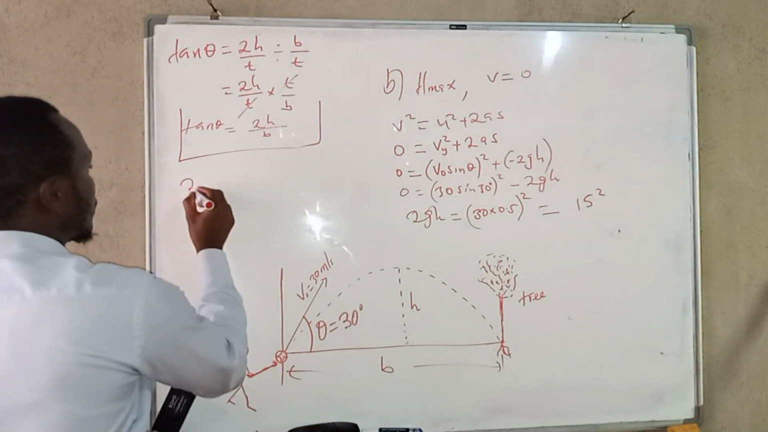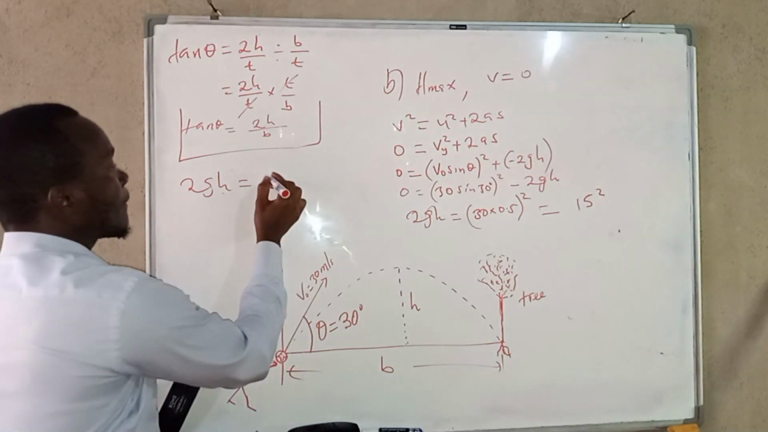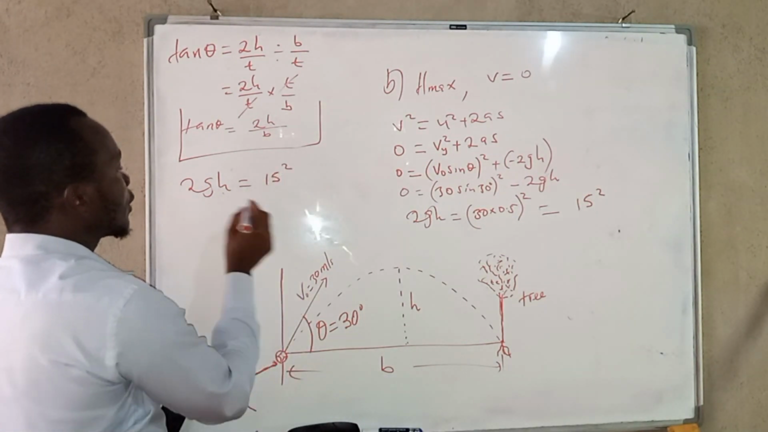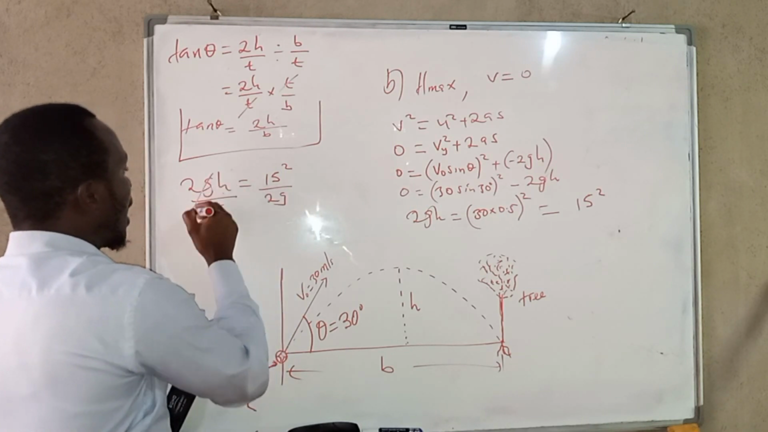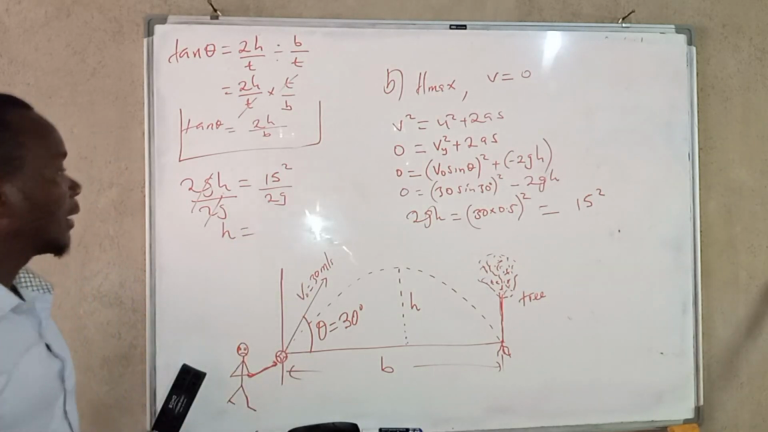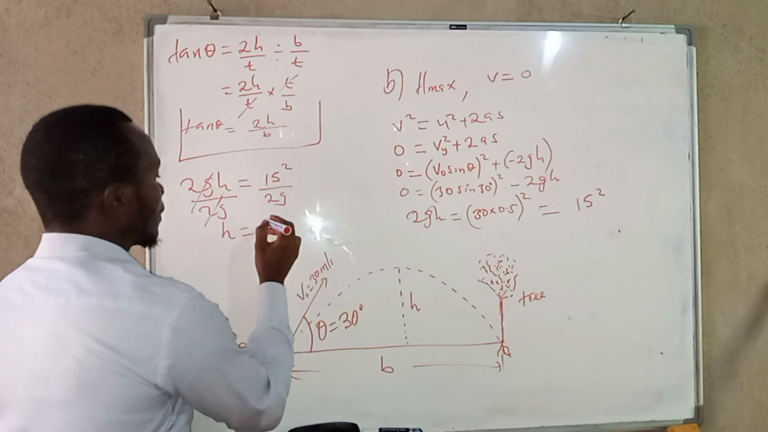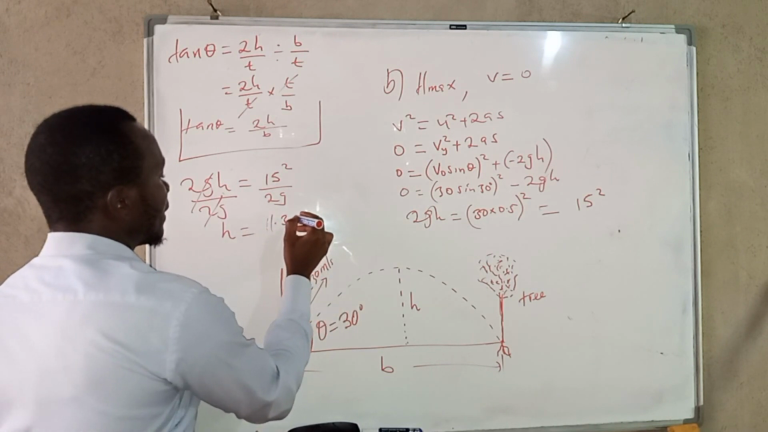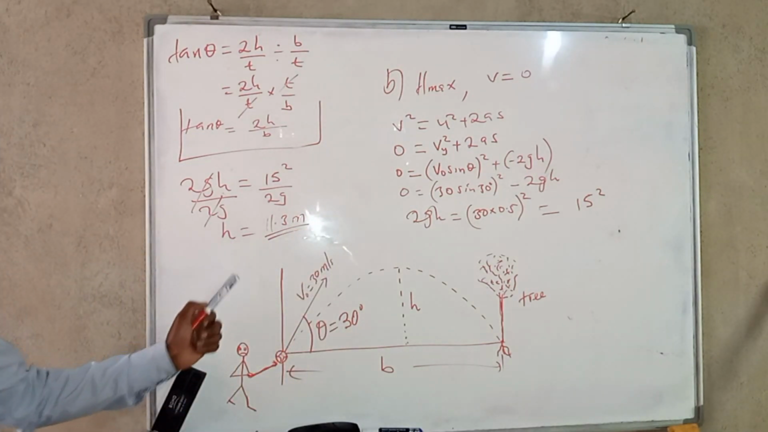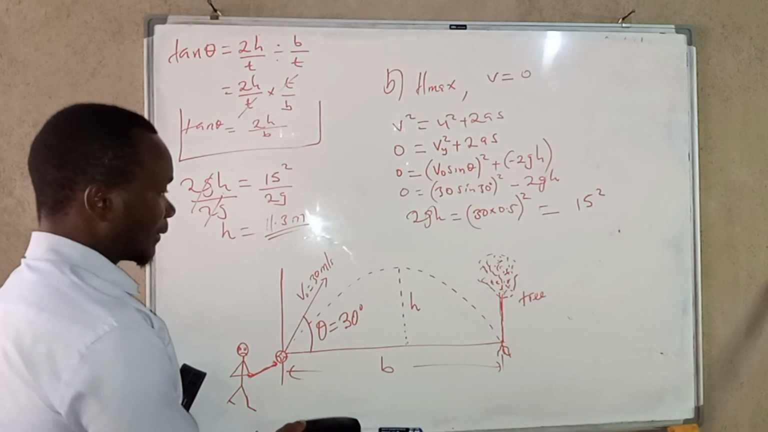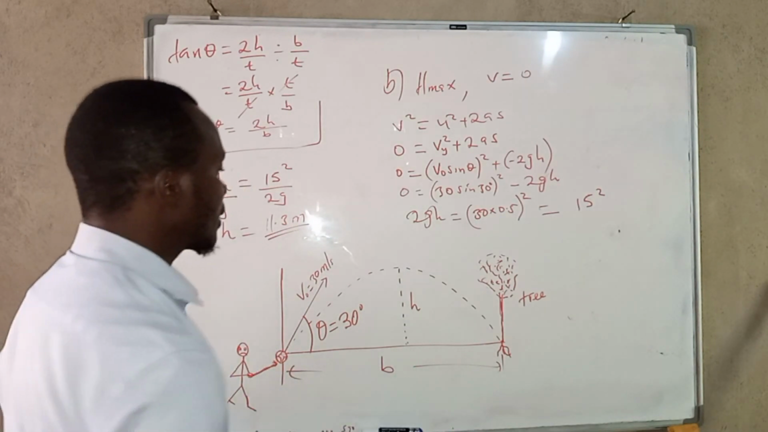So from this point, we see that 2gh is equal to 15 squared. We can divide both sides by 2g, and what we're going to have is 11.3 meters. Then we are also going to find the horizontal range. We are going to find this, so we can proceed as follows.